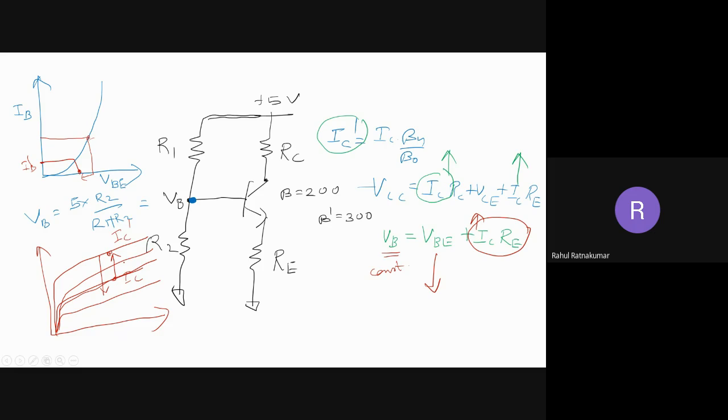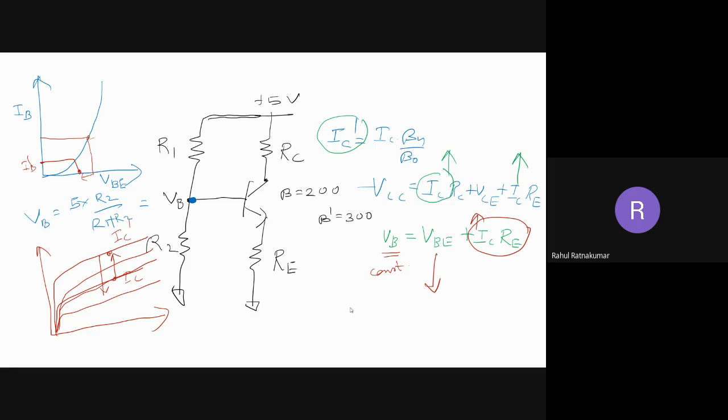Our current is not increased that much, and our load line is not affected much. Okay, so this is the concept of feedback. I think this is the importance, and the more important concept of feedback we'll study in the operational amplifier part.